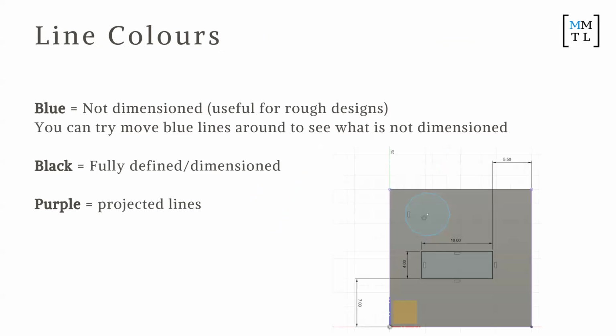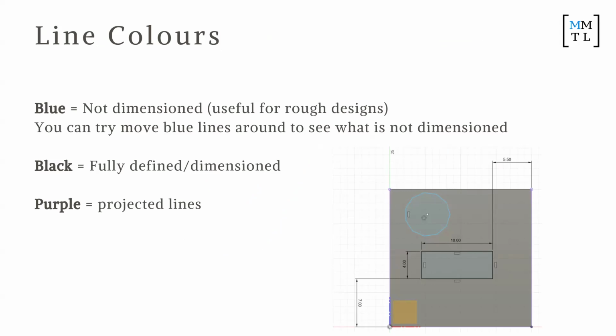So this part is kind of important, so if everyone listens just for 30 seconds. The line color matters hugely. Blue color means that your sketch has not been dimensioned, so it means things can move around. You can try clicking on the blue lines and see what happens.